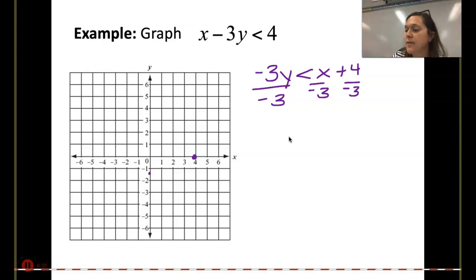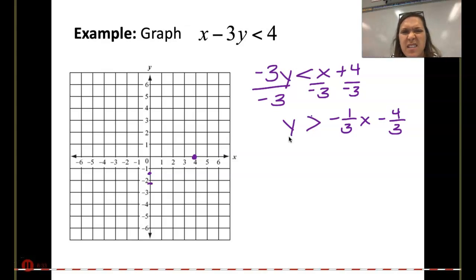Now this is where mistakes are going to happen. Flip the sign when you divide by a negative. Gets me negative 1/3 x minus 4/3. Okay, so I still get that y-intercept of negative 4/3. And then going down 1 would put me here at negative 2 1/3. And then going over 3. Am I doing something wrong here? This doesn't quite make sense because that's not matching up with what I had there.